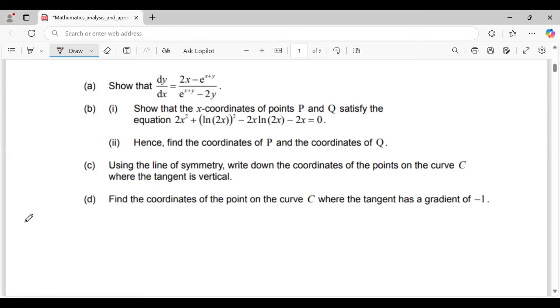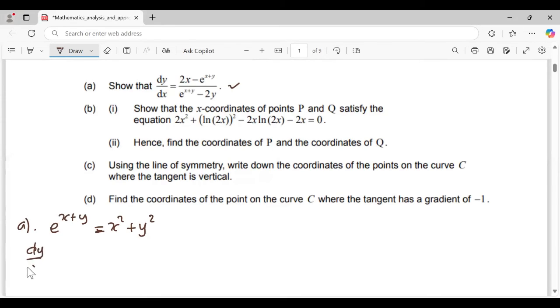I will start by finding the derivative, dy/dx, of this equation: e^(x+y) equals x squared plus y squared. We are going to prove that the differential of this equation is this one. So now I'm going to find the differentials of the left side and the right side.